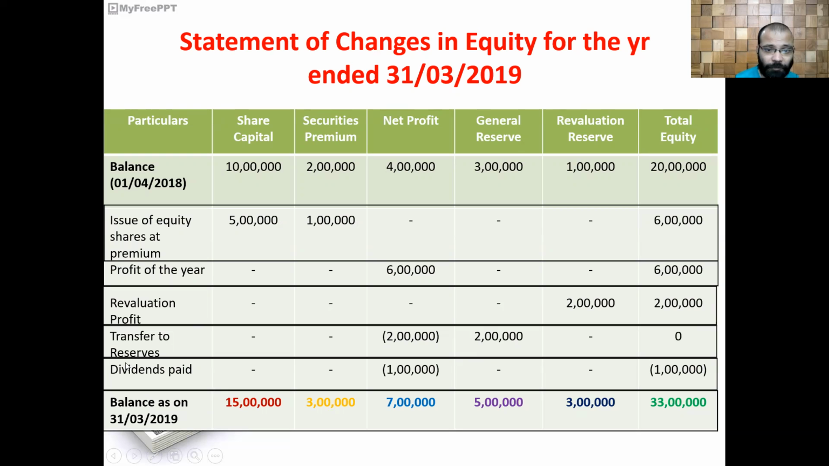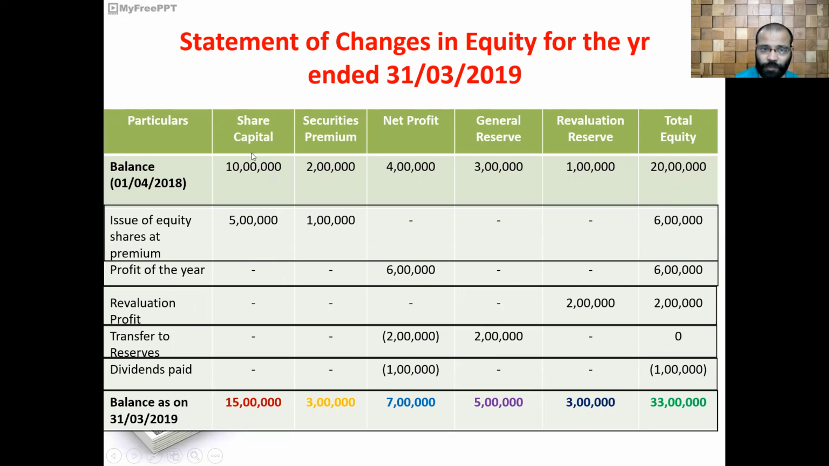Okay. Then we have dividend paid. It affects no other column except the net profit. It's being deducted, so it's a negative figure. So 1 lakh we write here in brackets. Here also this will be a negative figure under total equity, that is across the row total of the dividends paid.